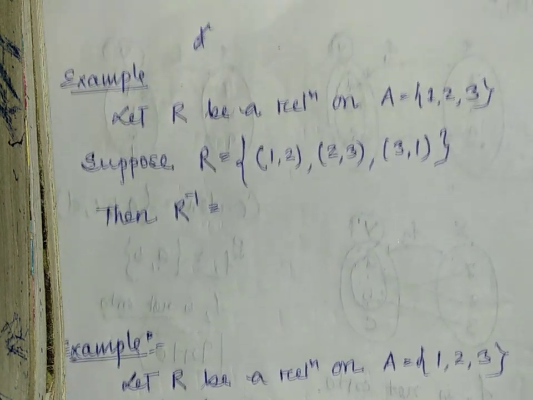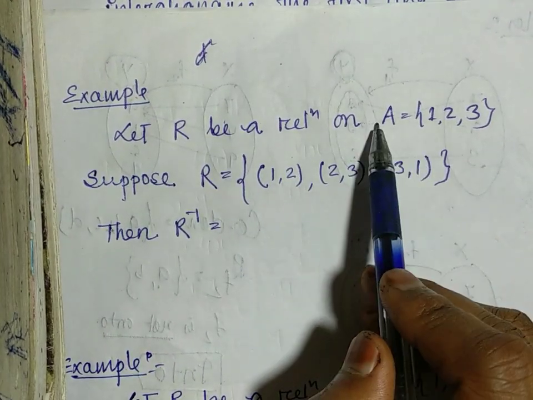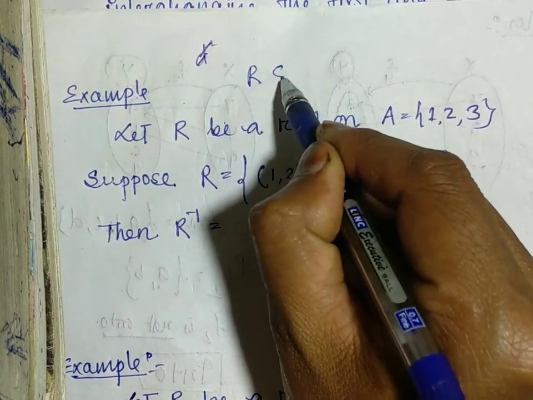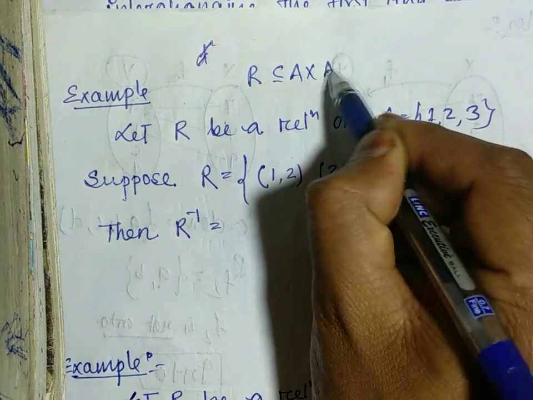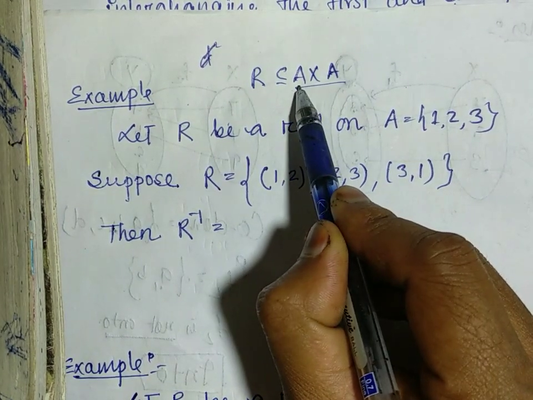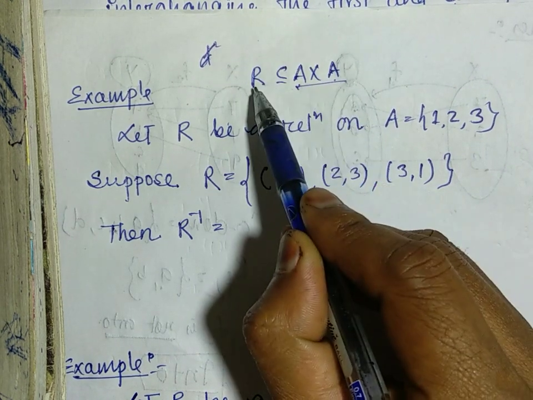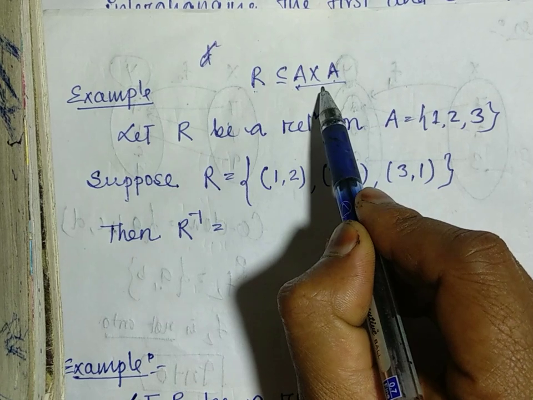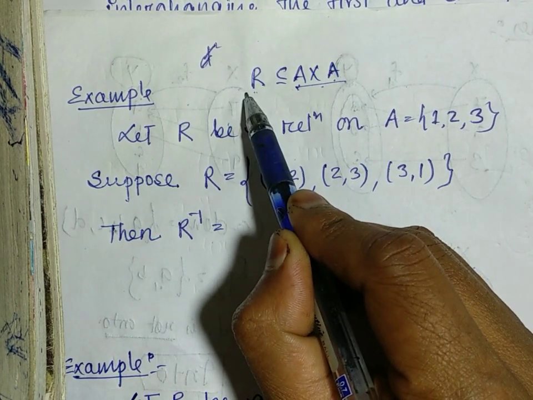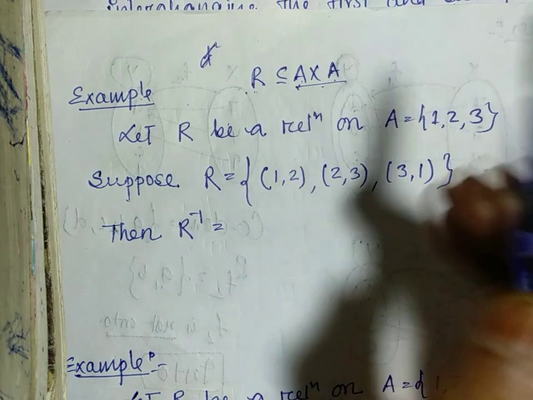So example number 1. Let R be a relation on A. Obviously R is a subset of A cross A. A cross A contains all those ordered pairs where the first component always belongs to the set A and the second component belongs to the set A. That's why, as R is a subset of this, R also contains ordered pairs where the first as well as the second component belongs to the set A.